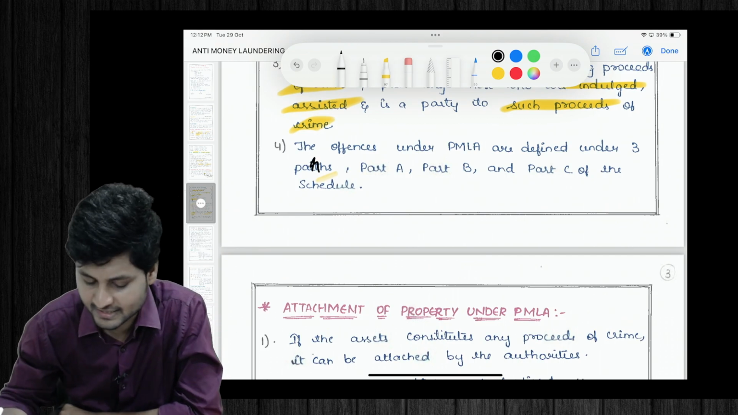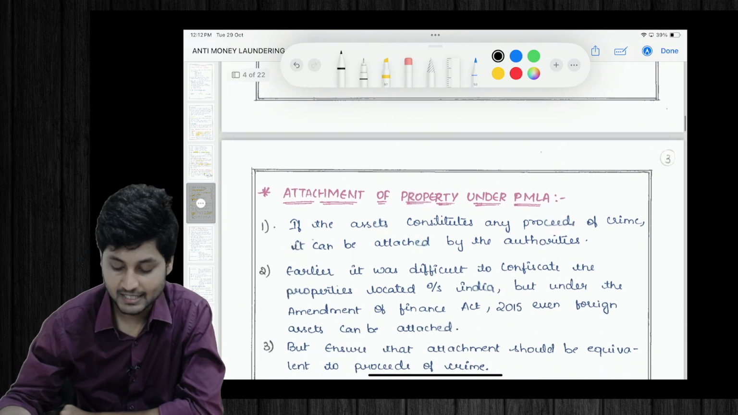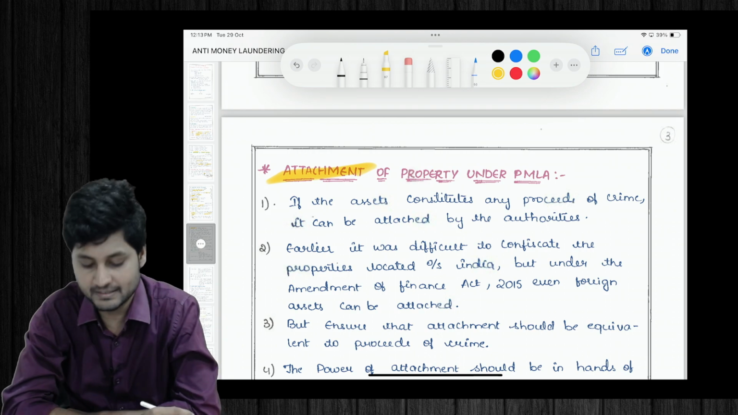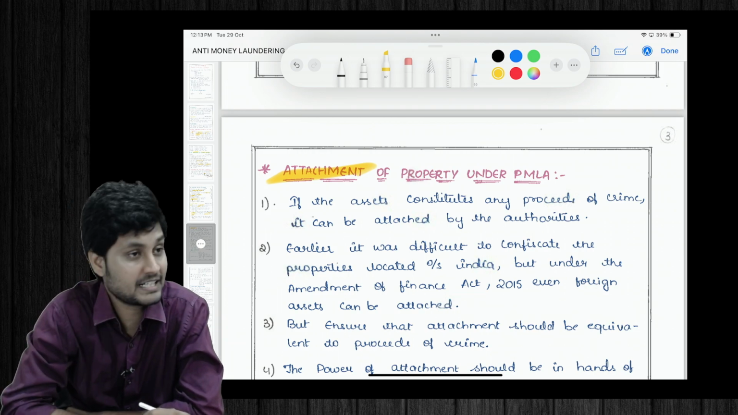Part A, Part B, Part C of the schedule. ఇక్కడ very very important, come to attachment of property. Attachment of property under PMLA.